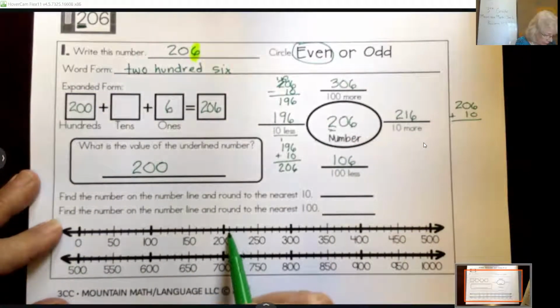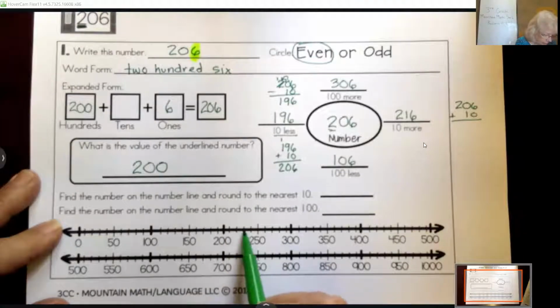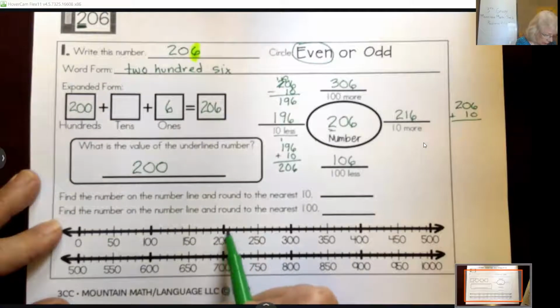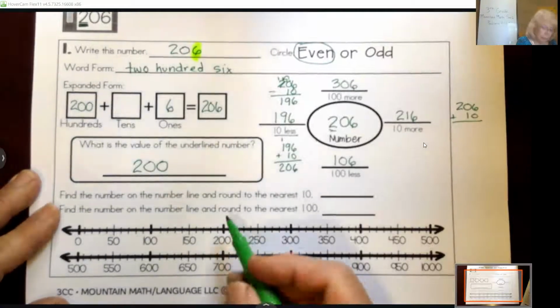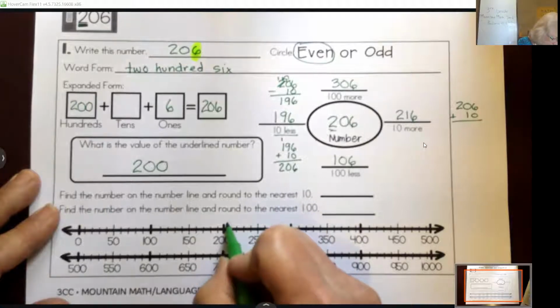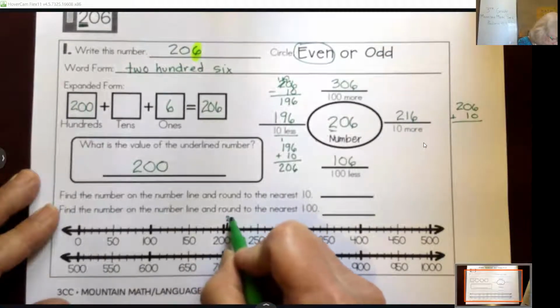Now we need to figure out what are the intervals here between the lines. And it looks like they're 10. Let's check. 10, 20, 30, 40, 50. Yes. So we're going to say 206 is going to be a little more than halfway between 200 and 210. So it's going to be right about there.